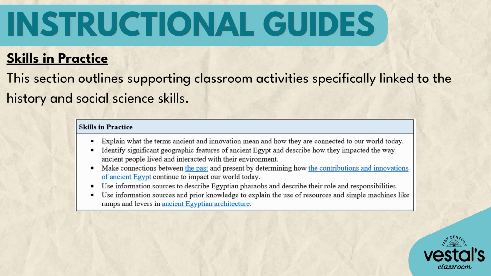And last but not least, the 3rd section is called Skills in Practice. And this section outlines activities that you can use in the classroom. And these activities are specifically linked to the history and social science skills, which we're going to talk about in just a minute. But I do want to emphasize that everything listed in this section is not required. But as you are planning out your lessons and thinking about how you want to teach everything, there are a lot of good ideas in this section that you can use. So make sure to check that out, and it may inspire you as you are doing your lesson planning.